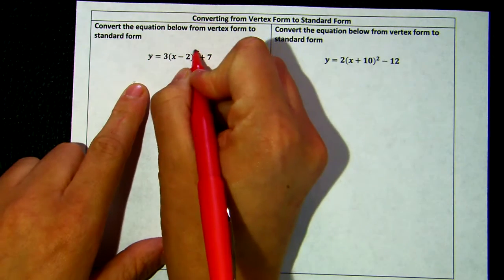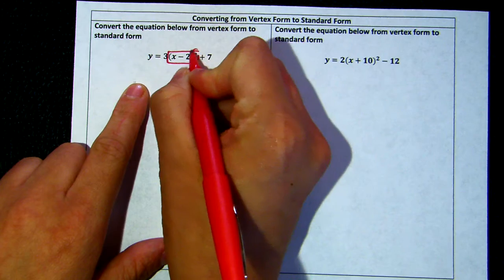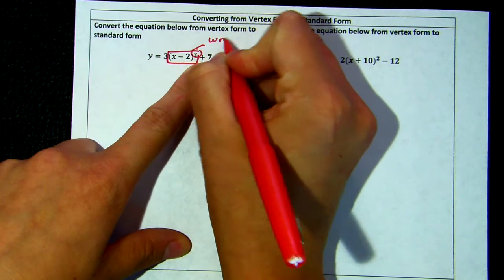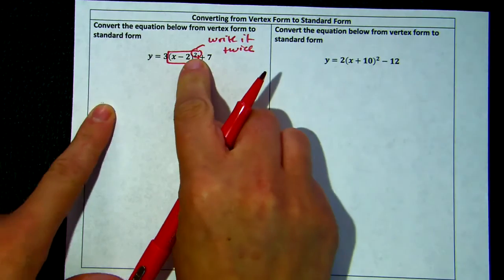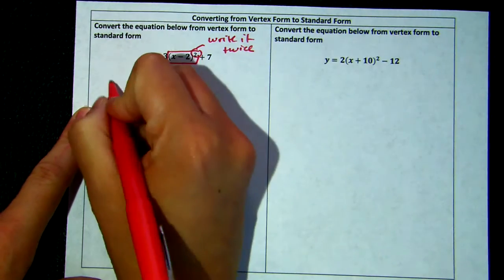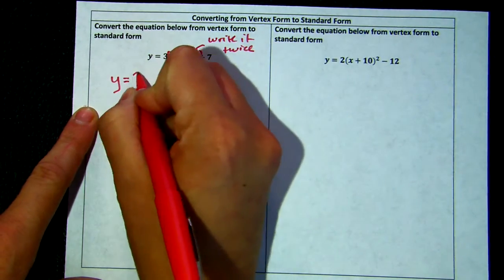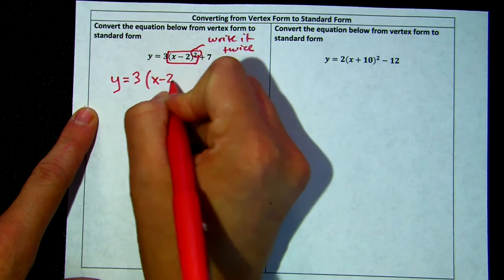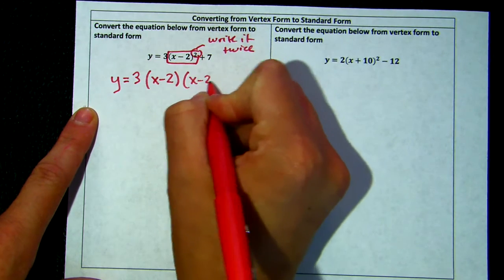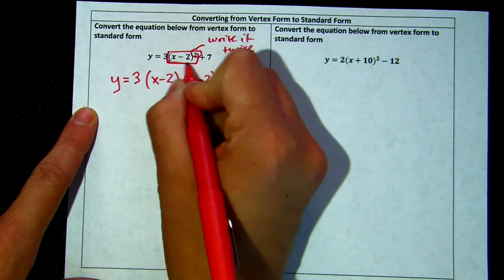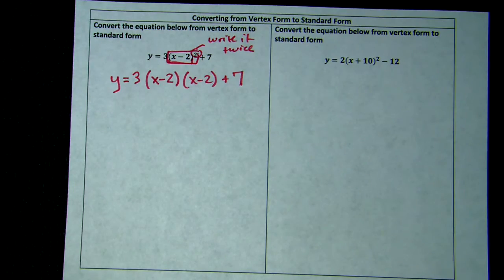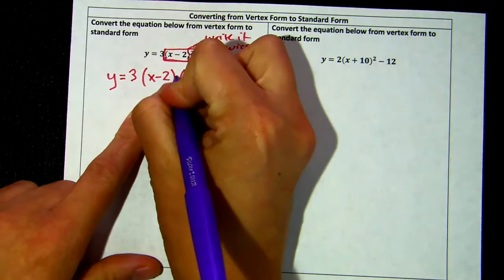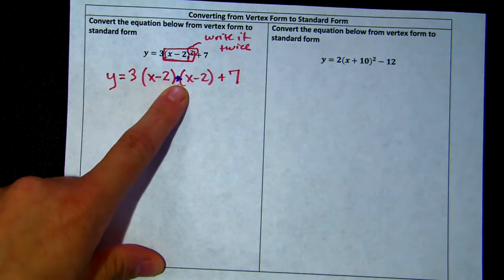Okay. First piece here, remember this squared means write it twice. Whatever is being squared, write it twice. So that's my first step. I'm going to rewrite this as y is equal to 3 times (x minus 2)(x minus 2) plus 7, because squared means write whatever this is twice. Now when I've got a parentheses next to another set of parentheses, it means multiplication.